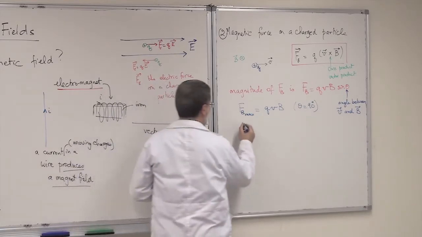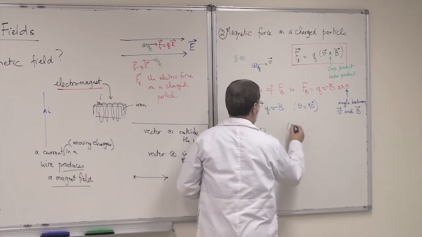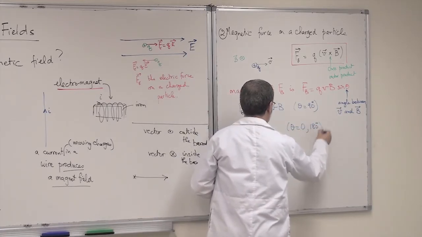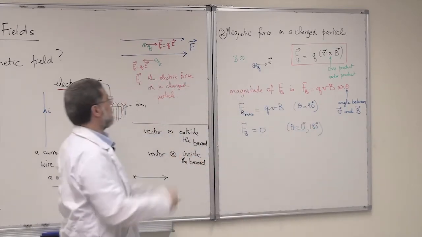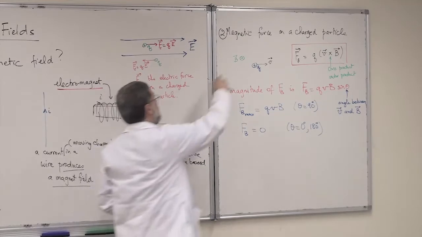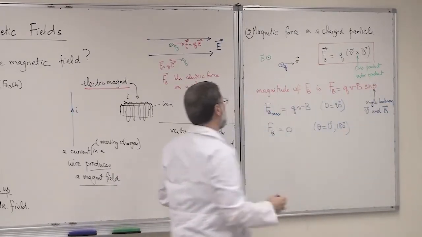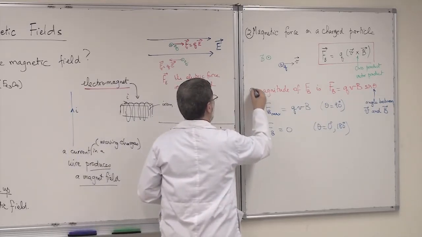And F_B is 0 when the angle theta is 0 or 180 degrees, okay? Parallel, 0 degrees, or anti-parallel, 180 degrees. That's the angle between B and v. I'm talking about the angle between these two vectors, okay? That's the angle theta which goes there. Now, so this is the magnitude, okay? Number 1, the magnitude of this vector.